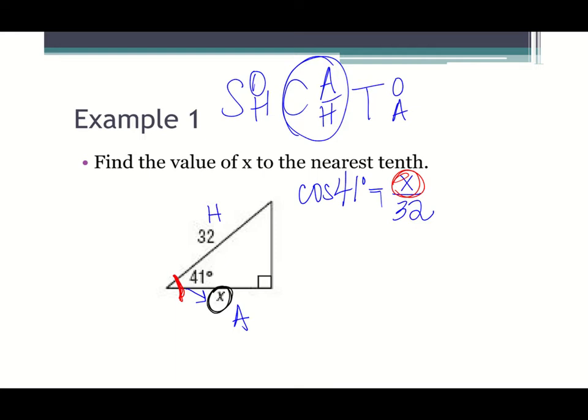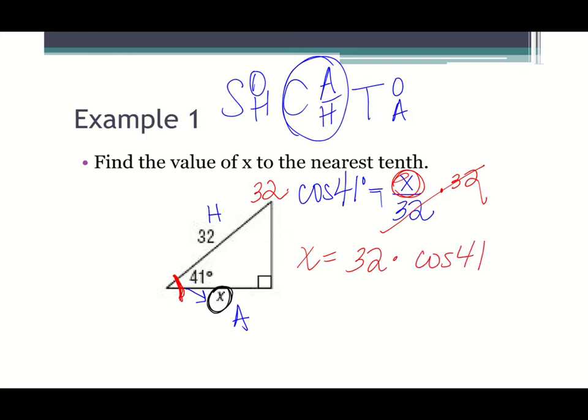So we want to solve for x. Well, we have x divided by 32. So how do we get rid of divided by 32? We do the opposite. We do the inverse. So the opposite of division would be multiplication. So we're going to multiply by 32 on both sides. So now we have x is equal to 32 times the cosine of 41.